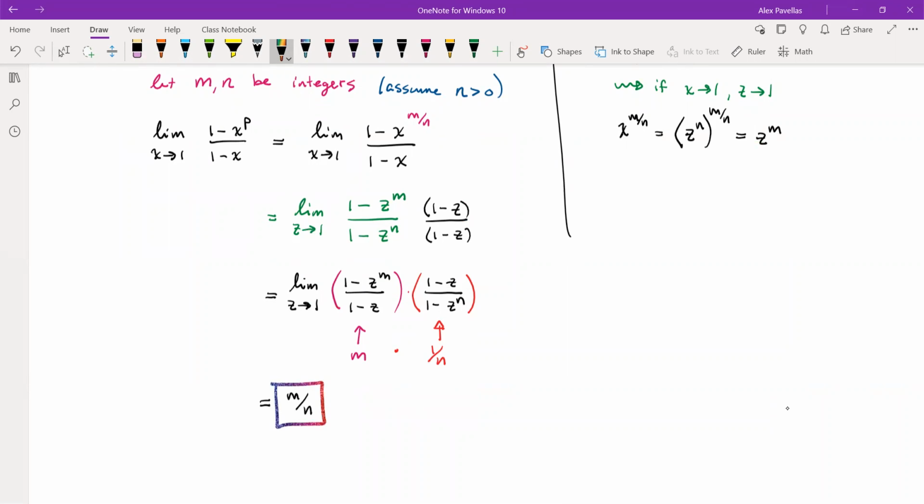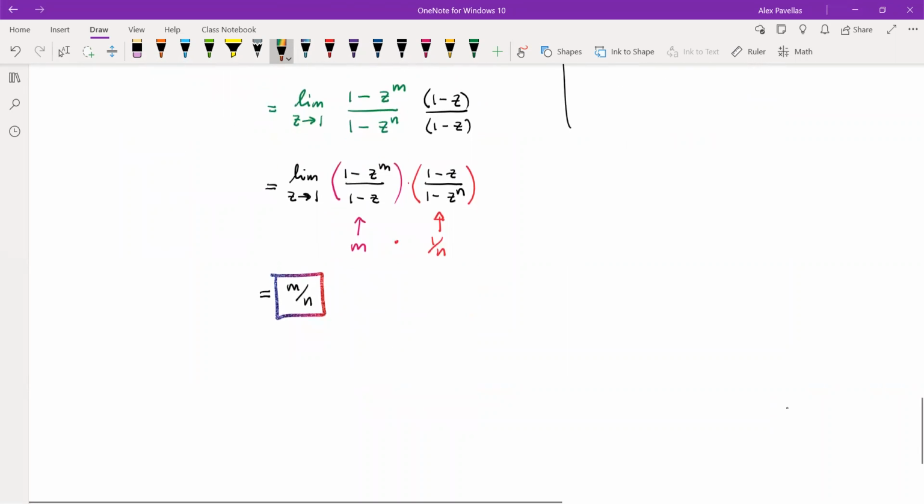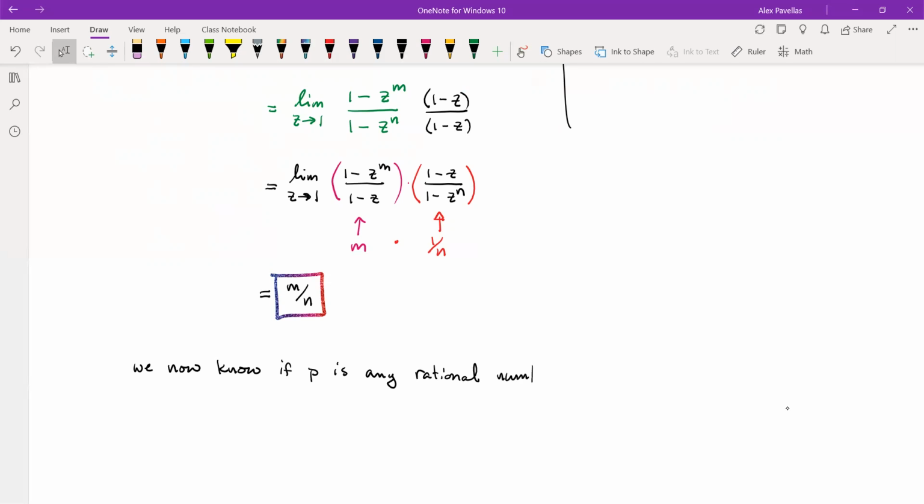Okay, so we've now made much more progress. We have proved that if p is a rational number, then the limit that we're trying to figure out, the limit as x approaches 1 of 1 minus x to the p over 1 minus x, is in fact equal to p. All right, we're getting close here.